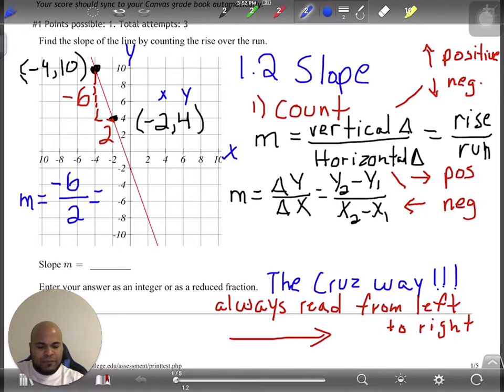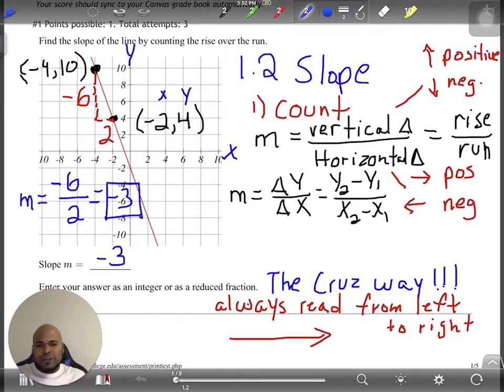And then when I finally get my answer, the answer is that the slope is -3. So that's how you will find the slope of any line, right? The slope of any line. Now, let me be clear about this real quick. Over here, the answer is -3. Make sure that you always simplify your answer.